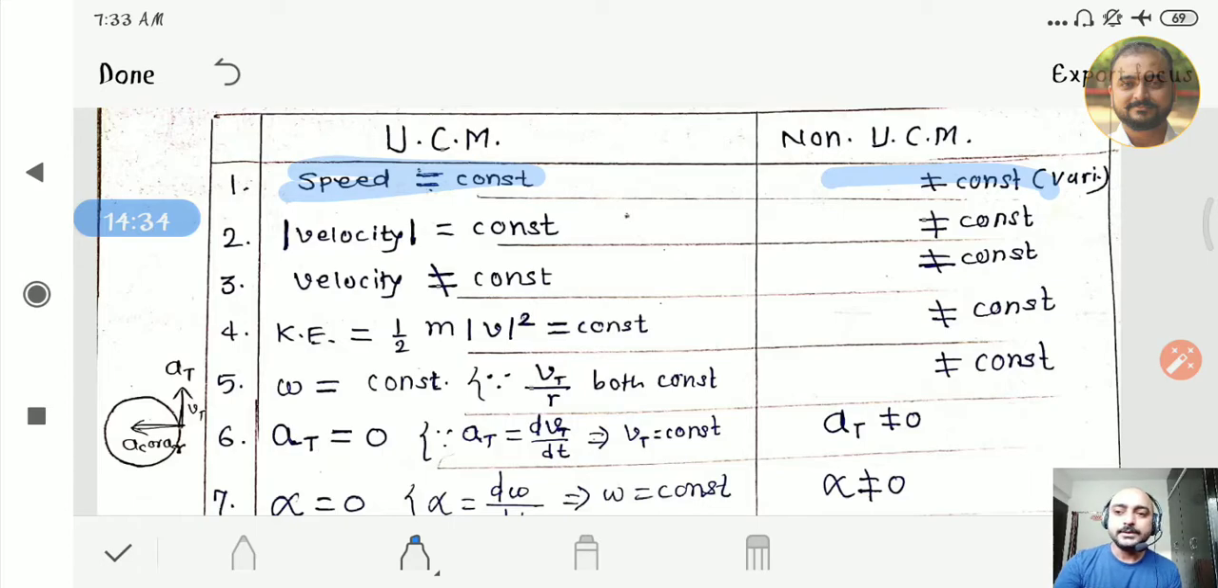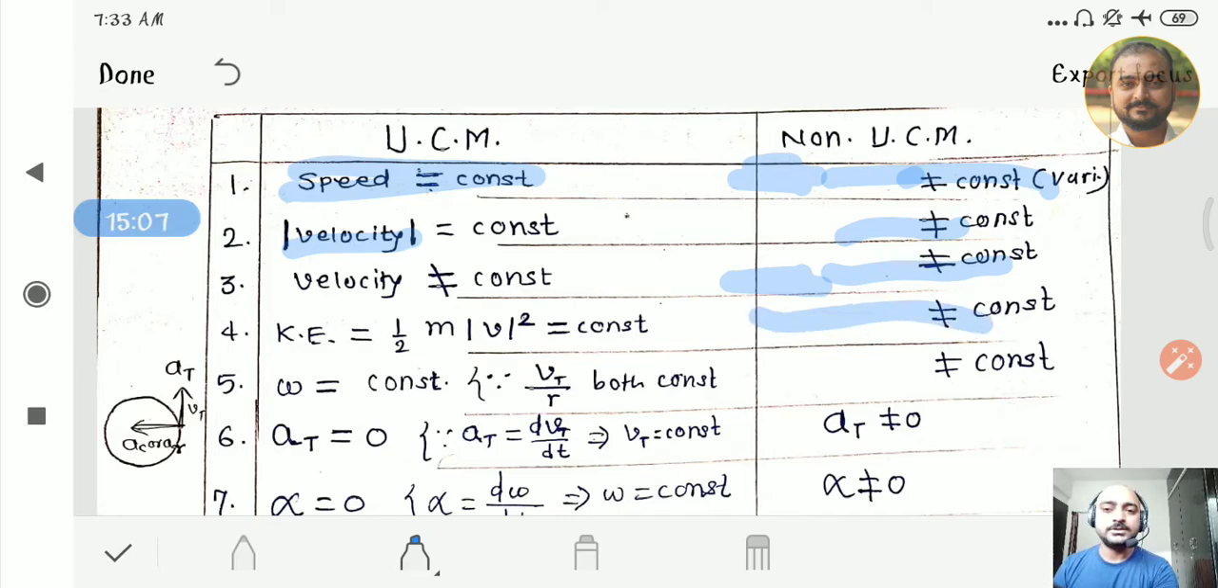So as the speed is not constant, the magnitude of velocity also does not remain constant, because magnitude of velocity means speed. Next, the velocity, that is the linear velocity of the particle, also does not remain constant. Okay, look here, I am talking here about the magnitude as well as direction. Here I am talking about only magnitude. This is the difference.